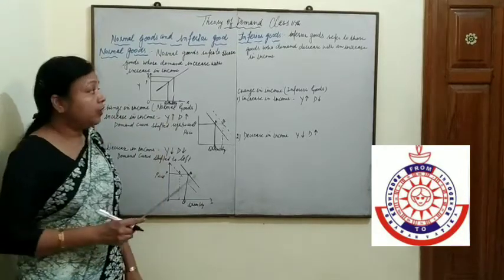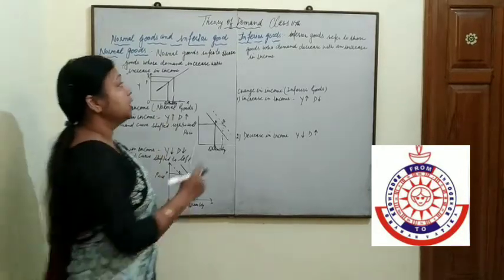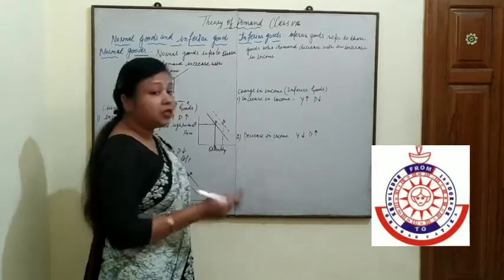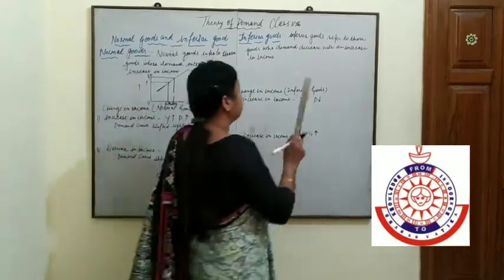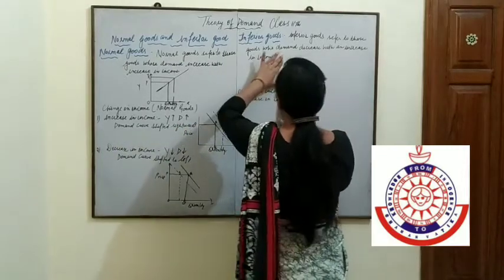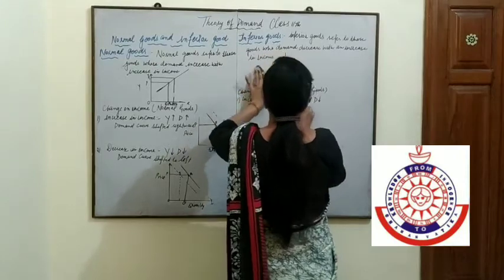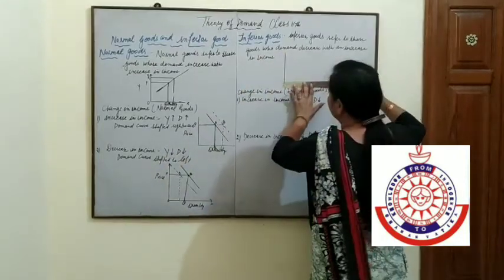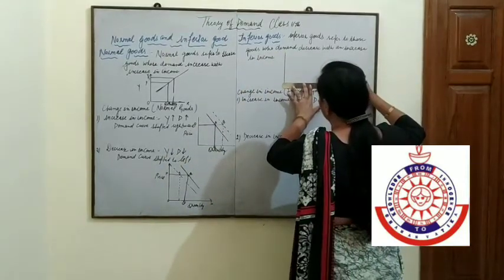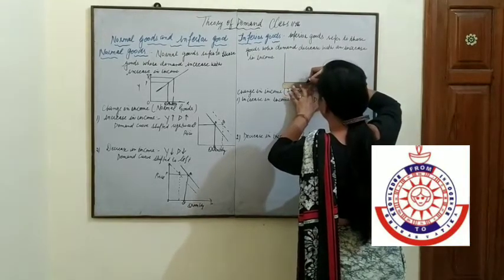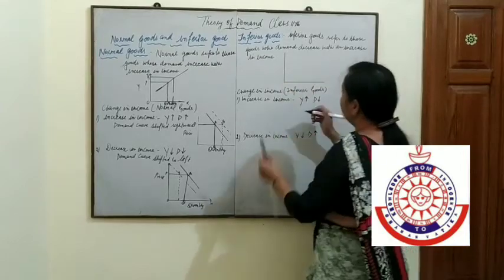Same as inferior goods. Inferior goods refers to those goods whose demand decreases with increase in income. Whenever our income is increased, we are demanding less of inferior goods, because inferior goods are low quality goods. If our income is increased, why would we purchase the inferior goods? We will take normal goods.